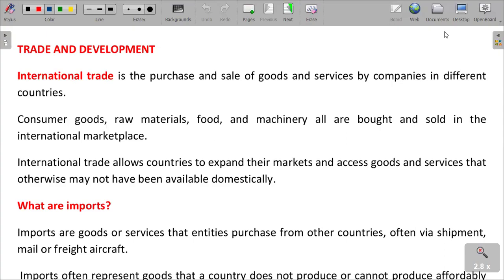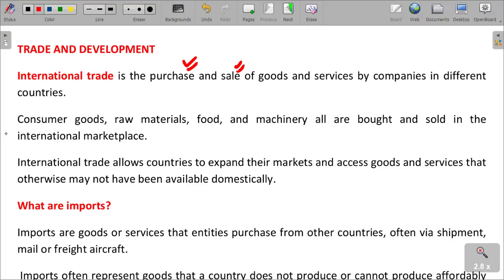So international trade, basically, is the purchase and sale of goods and services by companies in different countries. It involves buying and selling of goods and services by companies in different countries. So in other words, there is buying and selling of goods taking place across the borders of the country.